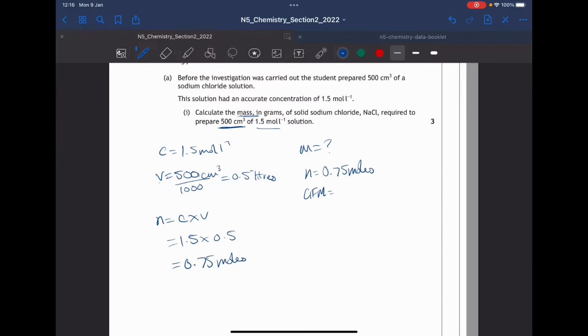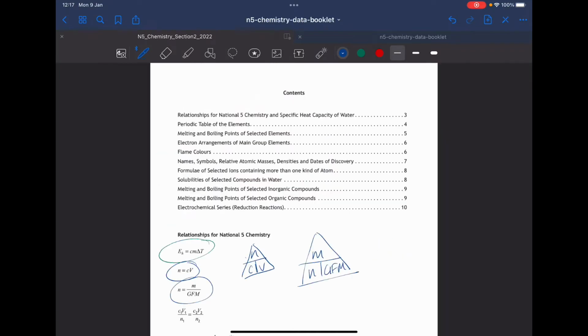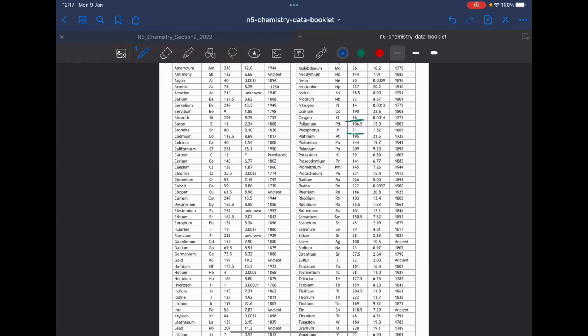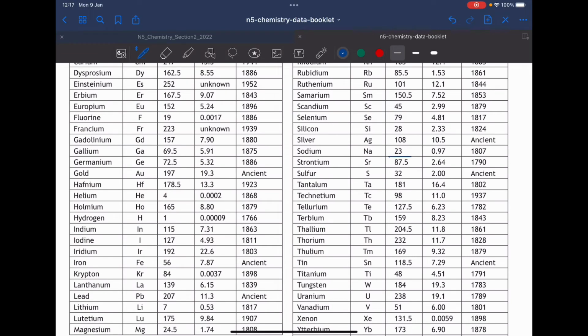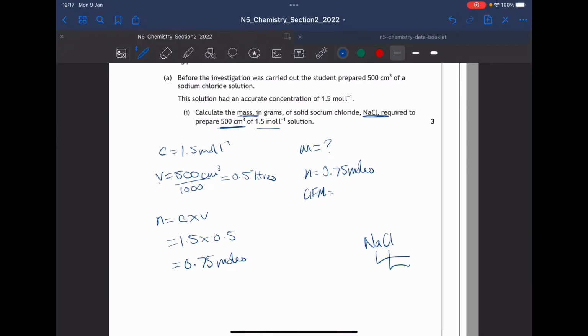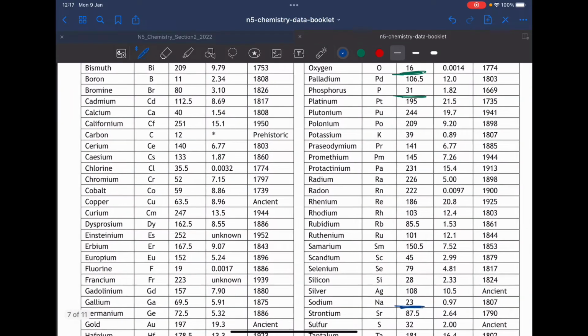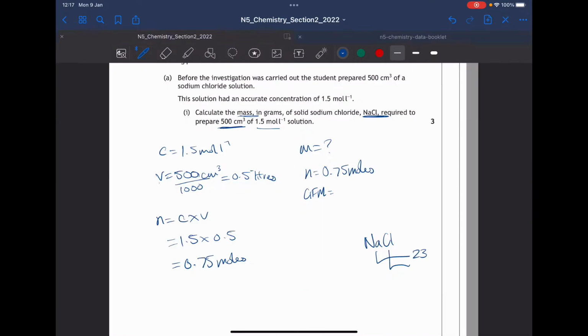And the GFM we can always work out from the data booklet. So the formula is given there. If we work out the GFM of sodium chloride, we look up the big table here with all of the elements in alphabetical order. So sodium is here, that's 23. Chlorine is here, 35.5. Then add those together, and that gives you 58.5.